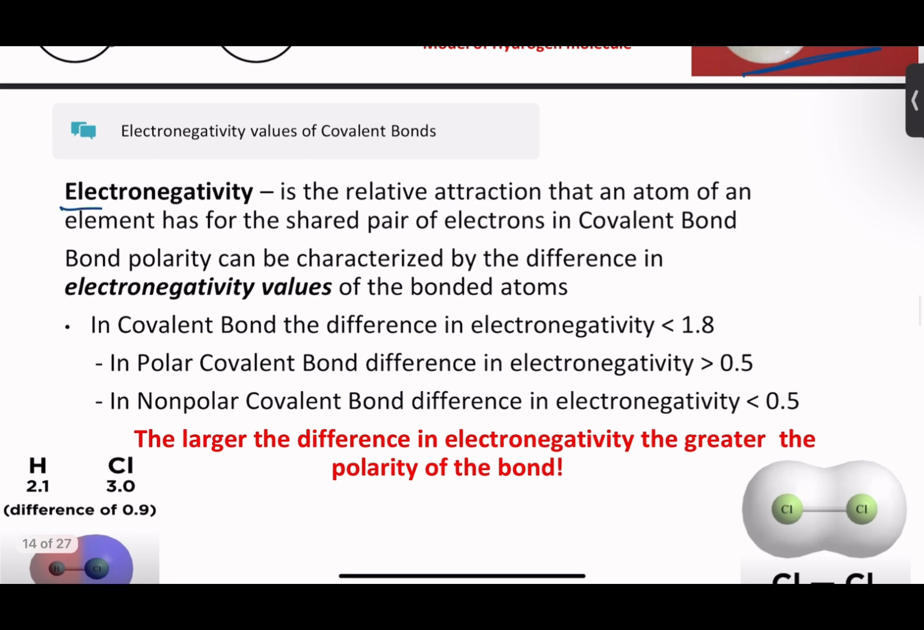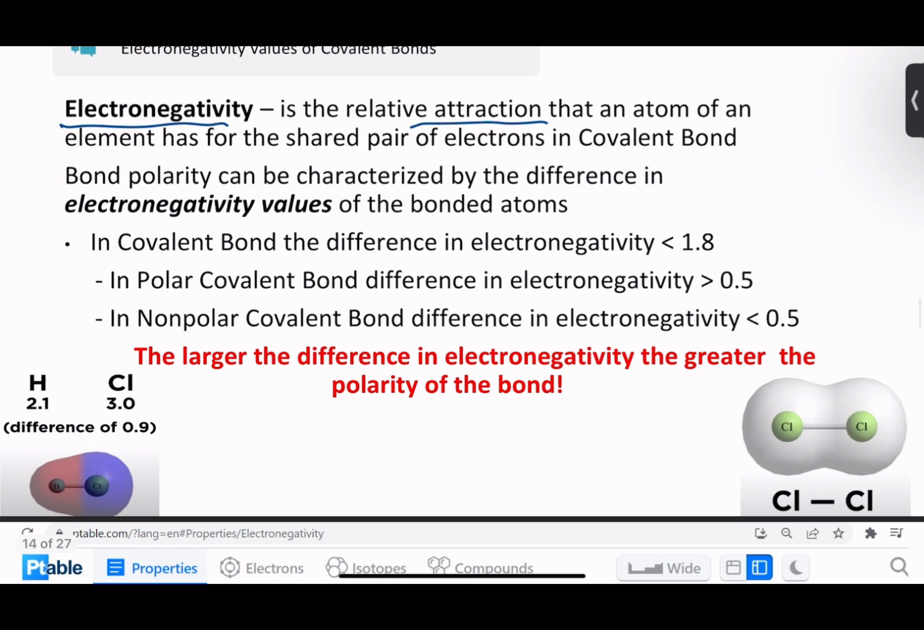Now, electronegativity, we talked about, is the attraction. When it is less than 1.8, it becomes covalent. If the electronegativity difference is more than 0.5 and less than 1.8, it is polar. But when it is less than 0.5, then this is nonpolar.